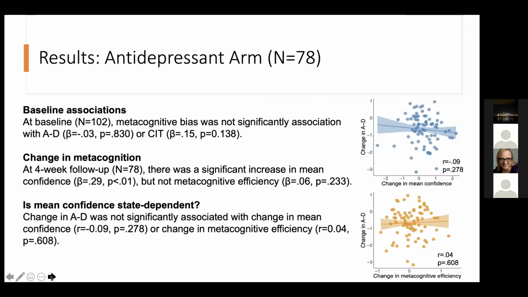And again, we didn't see that association between changes in anxious depression and change in mean confidence or metacognitive efficiency. But again, just to highlight, this sample size is relatively smaller than our iCBT arm, which had data on 459 people at follow-up. So again, our OR values and beta values are similar. Our P values are just not significant. So it'll be interesting to see if these associations are also significant when we have a larger sample within this group.